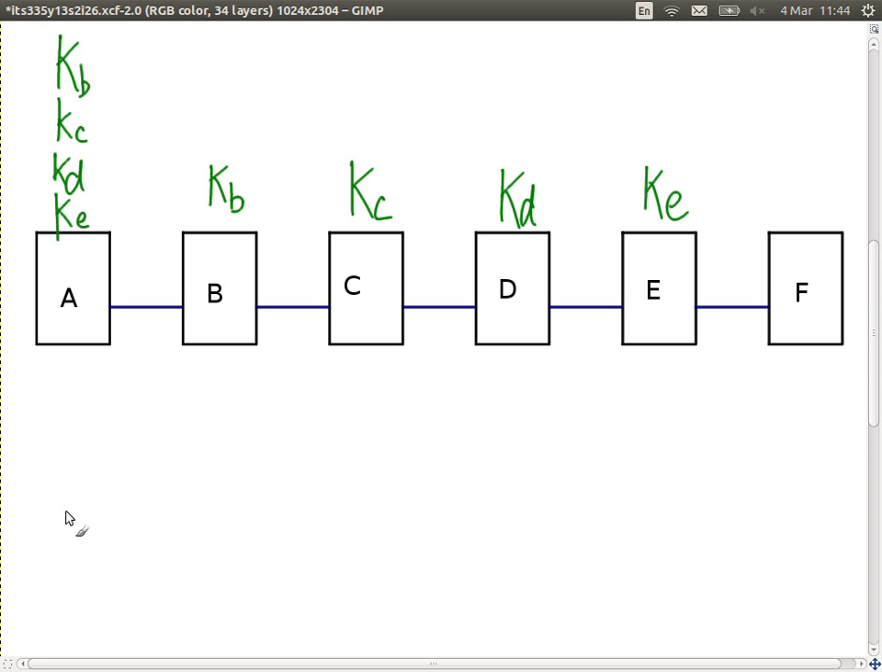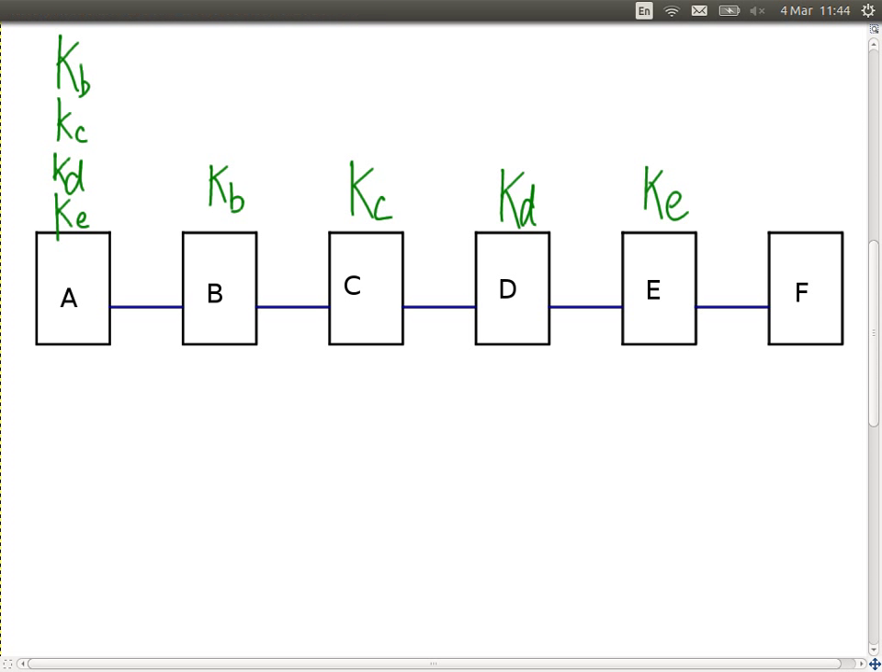Let's get this correct. So let's say they have secrets so that A and B know KB. If we encrypt something with KB at A, only B can decrypt it. C cannot, D cannot, because they don't have KB. So we have these secrets shared between these nodes. A wants to communicate with F. What A does, it creates a special packet.